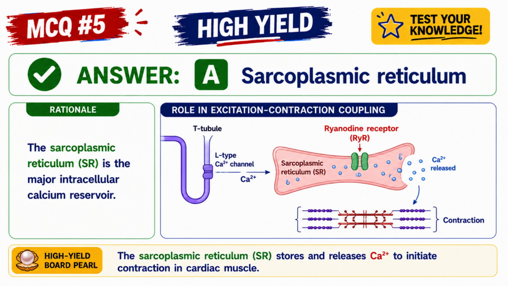Clinically, heart failure is partly characterized by dysfunction of this cycle: reduced SR calcium stores, impaired ryanodine receptor function, weaker contraction, decreased contractility. Many inotropic agents, both pharmacologic and physiologic, work by modifying this calcium cycling process.